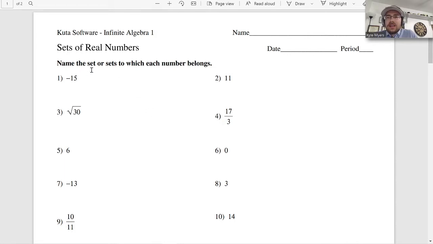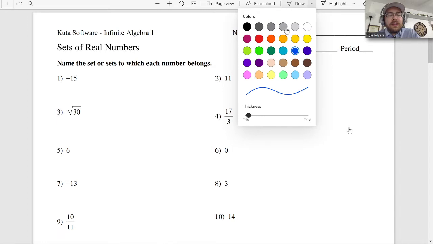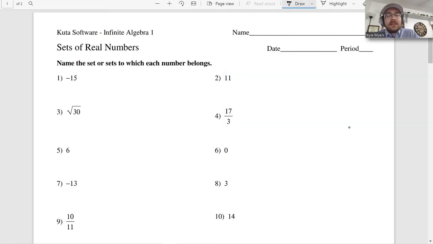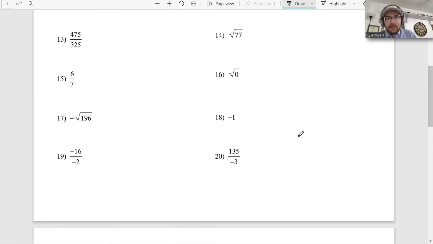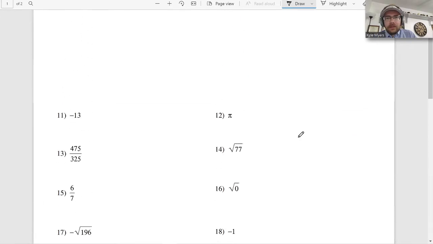So the instructions here say name the set or sets to which each number belongs. Okay, so we want to start with the smallest and go from there, basically. So let's create a little key, because that's going to be the easiest way to do this. Now, this says real numbers, so we're going to assume that we're not going to go past that. There are some things after real numbers that we can talk about, and I don't think there are any of those on here. If I look, yeah, they don't have any of that stuff on there.